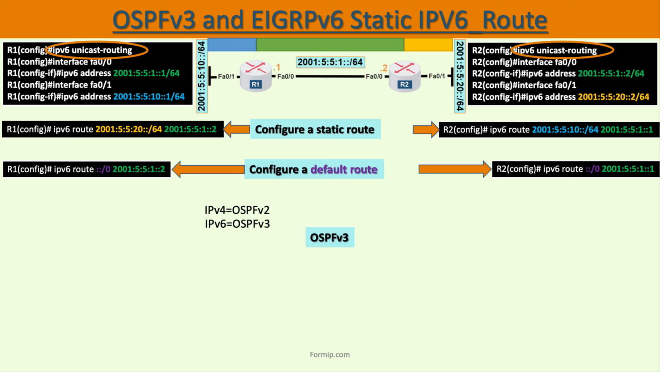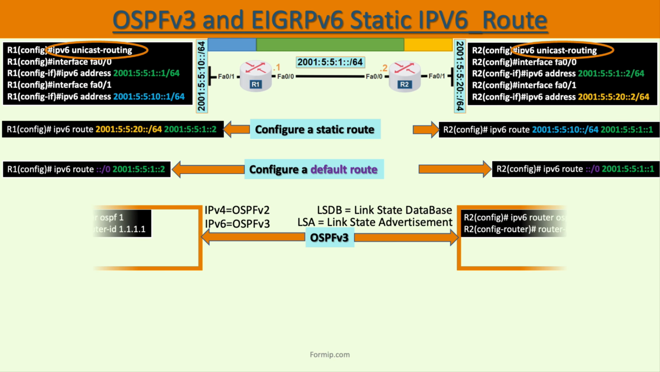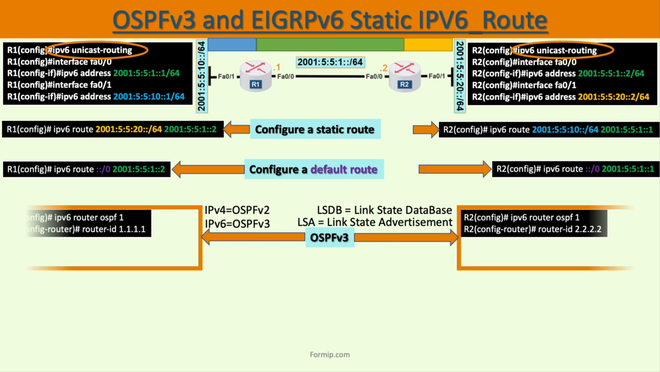OSPFv3 hasn't changed much. It's still a link state routing protocol that builds its LSDB using LSAs. The biggest difference between the two is the setup, which has become easier as there are no more network commands to type. We will now see how to configure OSPFv3 on the same topology as for static routes, and this time with the IPs already configured and IPv6 unicast routing enabled.